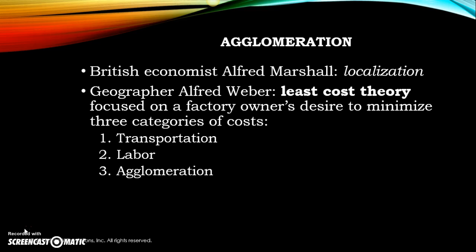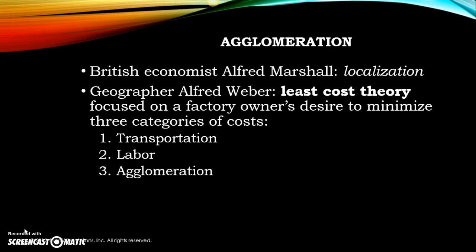But a name that you do need to know, and a theory you need to make sure that you are familiar with, is Alfred Weber and what's called least cost theory. Okay, and least cost theory, and we'll do a whole different activity on this in class to talk about how these different things impact where factories are placed, but it really looks at the factory owner's desire to minimize three categories of costs. Okay, the first is transportation, which is increasingly less and less of an issue, and we'll talk about that in a little bit.